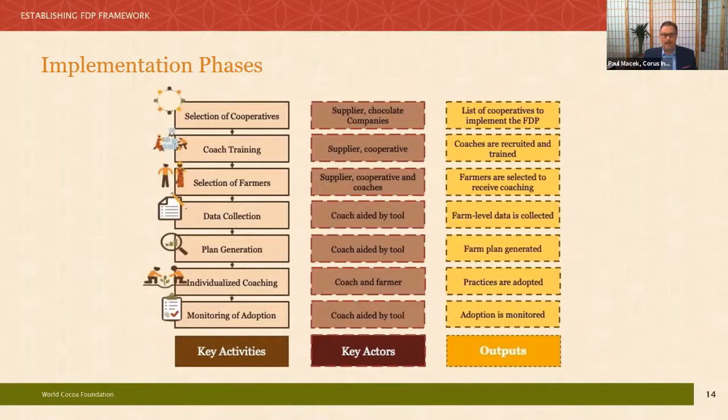So I'll stop there. That's really just a brief overview of the structure of farm development plans. And if any of you are interested in learning more about this work that the World Cocoa Foundation had done, feel free to reach out to my colleagues, Virginie Metheng, who's on the call here, as well as Hervé Bisaleo, who's the Director of Agricultural Productivity.